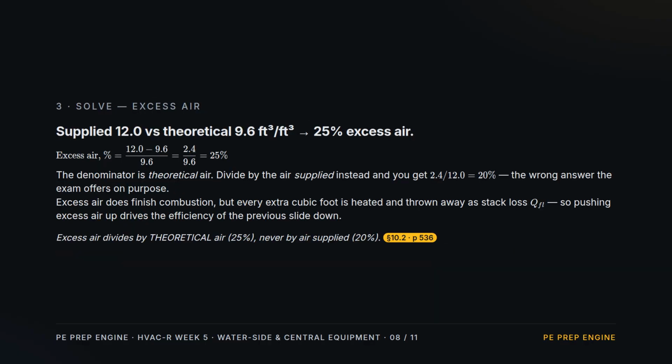Solve Part 2. Excess air. It's the extra air over theoretical, divided by theoretical. 2.4 over 9.6 is 25%. Watch the denominator. Divide by the air supplied instead, and you'd get 20%, which is the distractor the exam plants. And remember the coupling. Excess air finishes combustion, but every extra cubic foot is heated and thrown up the stack. So raising excess air lowers the efficiency we just found.